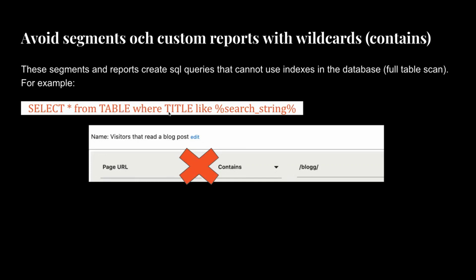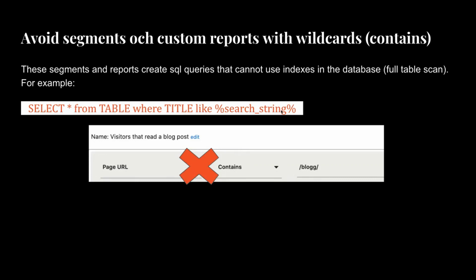This is not the exact query, but it's just an example. The important part is the search string at the end. When you send a query like that, which happens if you use the contains setting, we're not able to use indexes in Matomo. And when you create segments, these queries go to one of the largest tables in the Matomo database, and indexes are a way to make queries faster, basically, in MySQL.